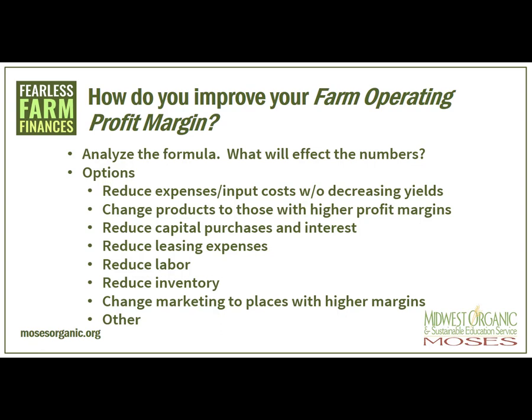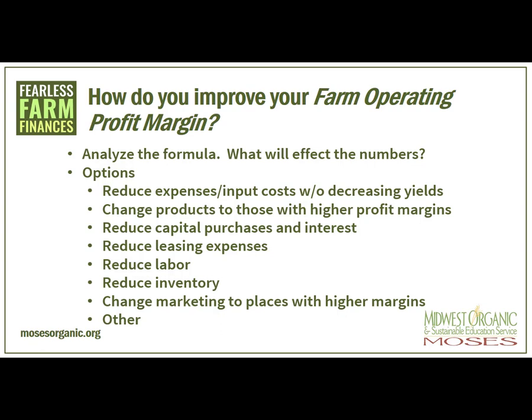We could also look at reducing capital purchases and interest. If we reduce capital purchases, assuming that we're going to have to borrow money to pay for many of these, we're going to be paying more interest by doing so. So if we can reduce that, we should be paying less interest. We can also reduce leasing expenses. Maybe we don't need to lease as big of equipment or as much of equipment, but it's a way that, based on the formula, we could improve our operating profit margin.